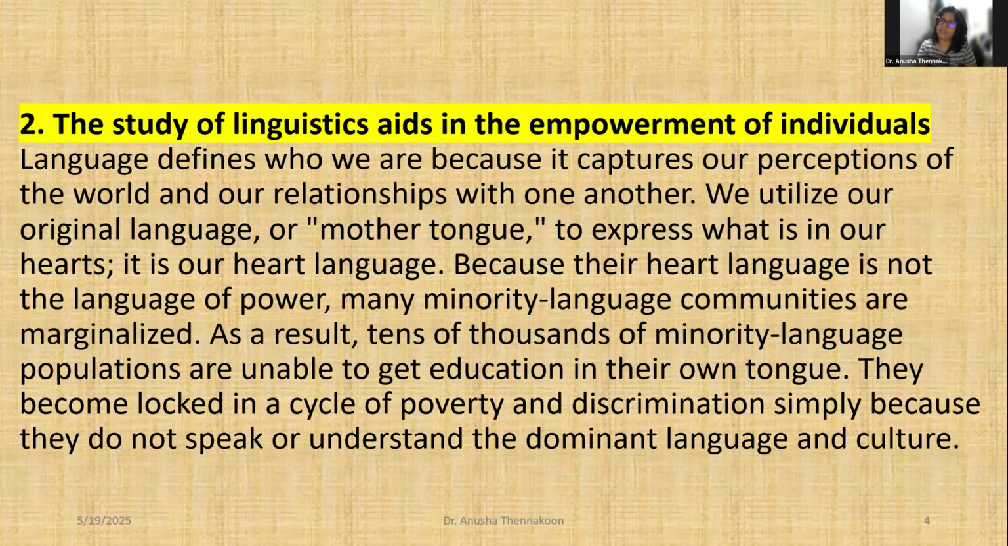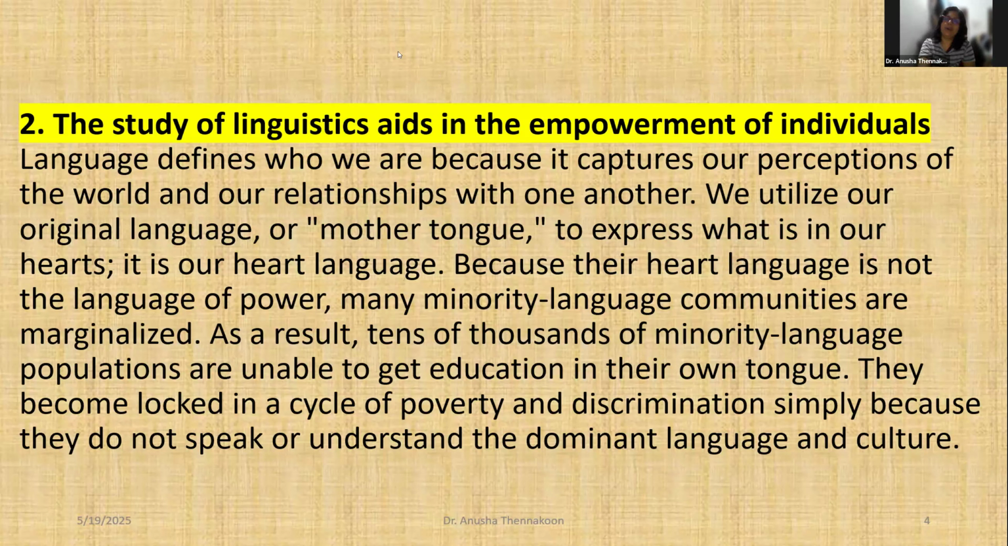Just imagine we don't have a language. Then how can we have some sort of understanding of the world? And how can we have relationships with other people if we do not have a language? Because of language only we communicate with others.